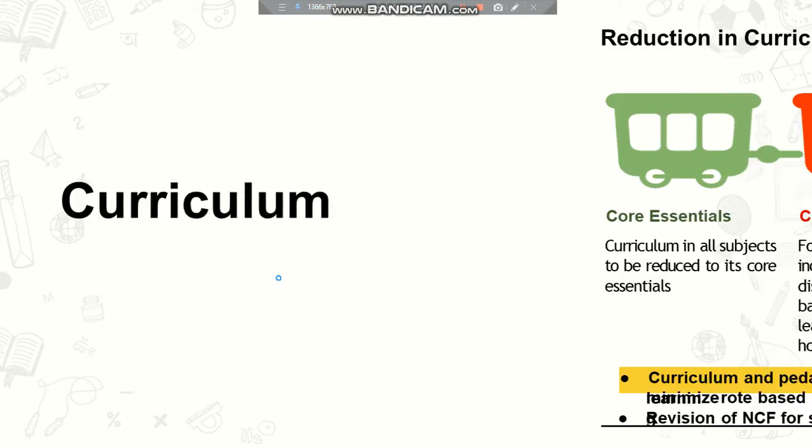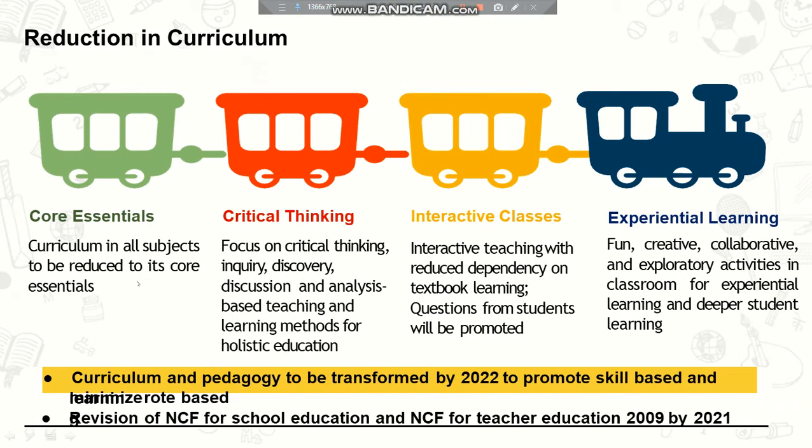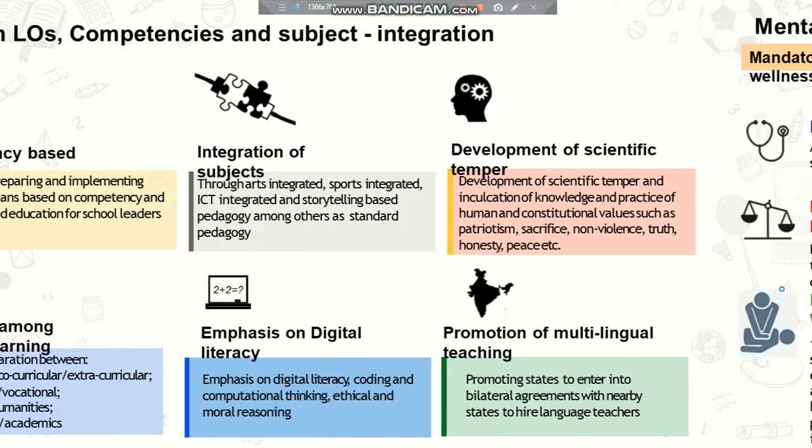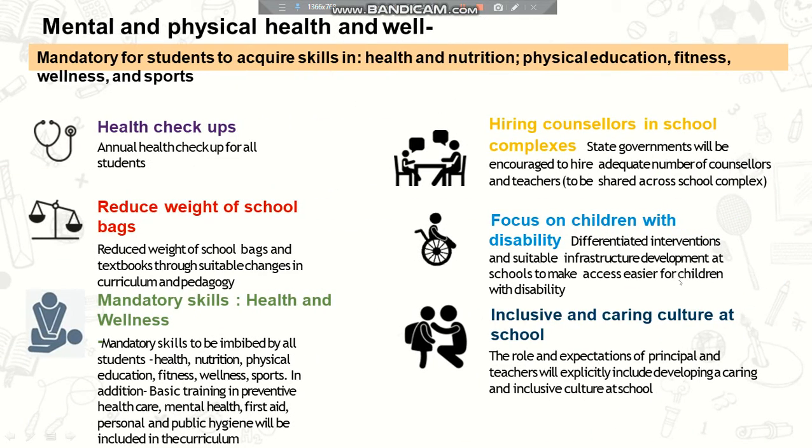Now, whatever the curriculum, the curriculum is nothing but this. Curriculum reduction, they are telling, that means they reduce the pressure on the student. Core essentials, critical thinking, interactive classes, and experiential learning are important. Another one is focus on levels and competencies, and subject integration is most important. Emphasis on digital literacy, promotion of multilingual teaching and development of scientific temper. Competency-based education is important, and mental and physical health and well-being. So there are mental and physical health checkups, reducing the weight of school bags, mandatory skills, health and wellness. Hiring counselors in school complexes, and focus on children with disability, an inclusive and caring culture at school.